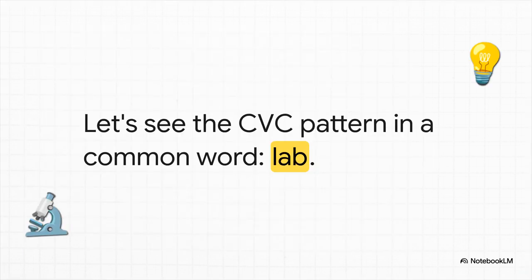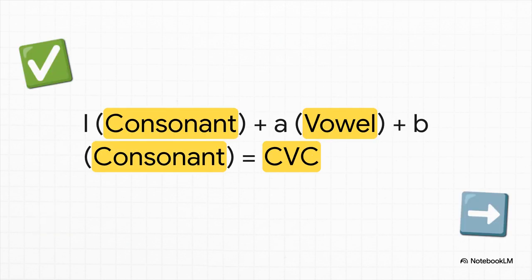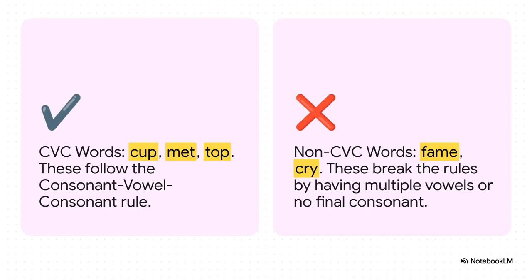All right, let's see this code in action. Take a super simple word, like lab. We all know how to read it instantly. But have you ever stopped to wonder why we know that? Well, the answer is the CVC pattern. Look at that. The L's a consonant, A is our vowel, and B is another consonant. Boom, CVC. It fits the pattern perfectly. And that is the little signal that tells your brain to make that short A sound. Lab. All right, so you can see how words like cup, met, and top fit that CVC rule perfectly, right?